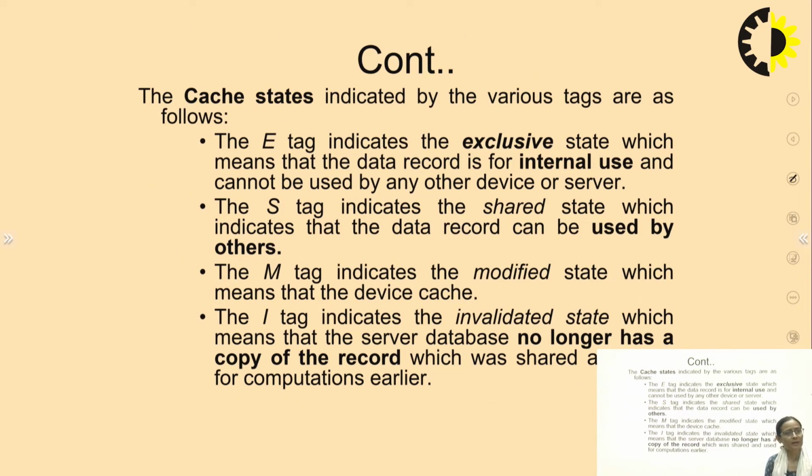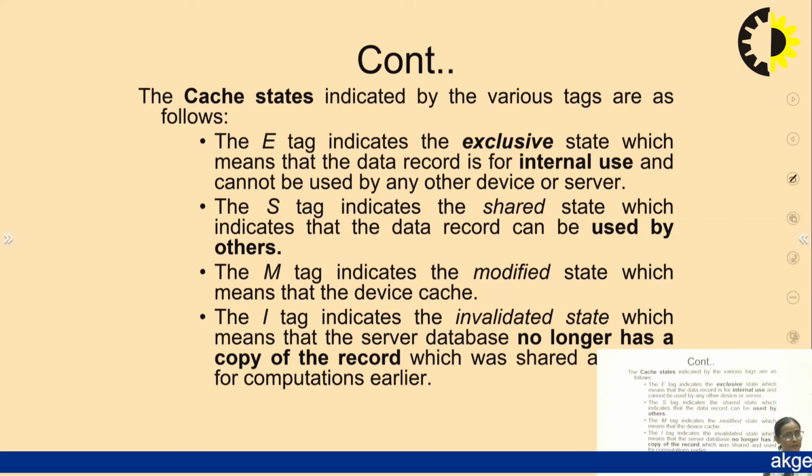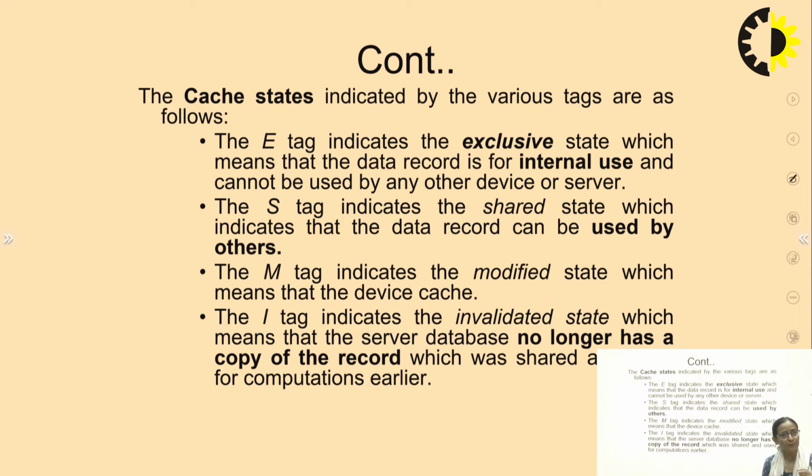The cache states indicated by the various tags. E stands for exclusive, which means that the data record is for internal use and cannot be used by any device or servers. Why do we require this particular state? Because in a cache, you are working on some data which is present on other devices as well as in the same cache, and you are working on the data which is exclusive, meant only for you.